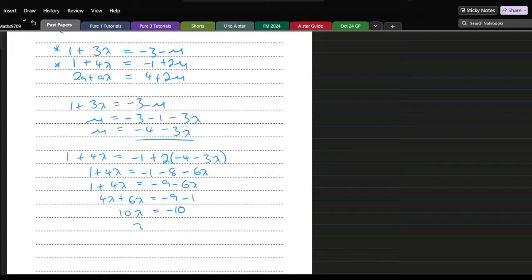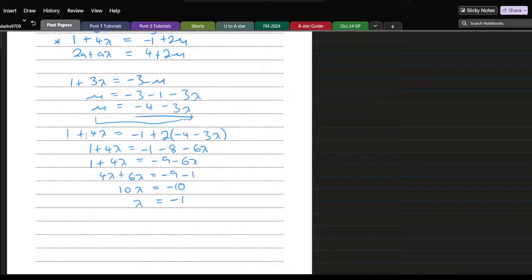So lambda is equal to -1. Now that we have lambda, we can go back to this equation and evaluate mu. We're saying that mu must be equal to -4 - 3 times lambda, which is -1. So mu is equal to -4 plus 3, so that's -1. So we're saying our lambda is -1 and our mu is also -1.